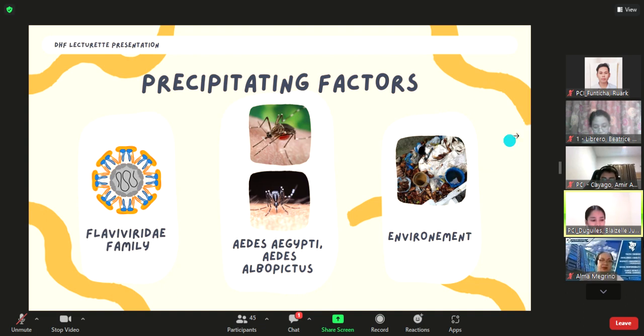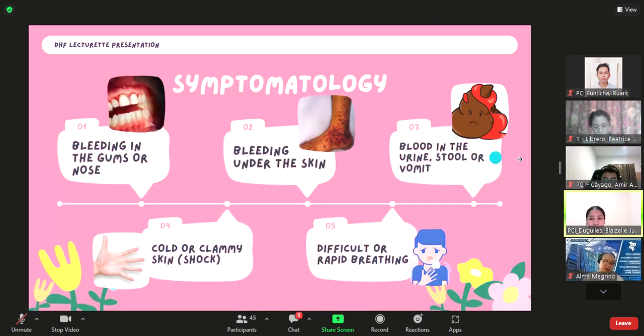Next slide, we have the symptomatology. First is the bleeding in the gums or the nose. Acute gingival bleeding can also be caused by dengue fever.